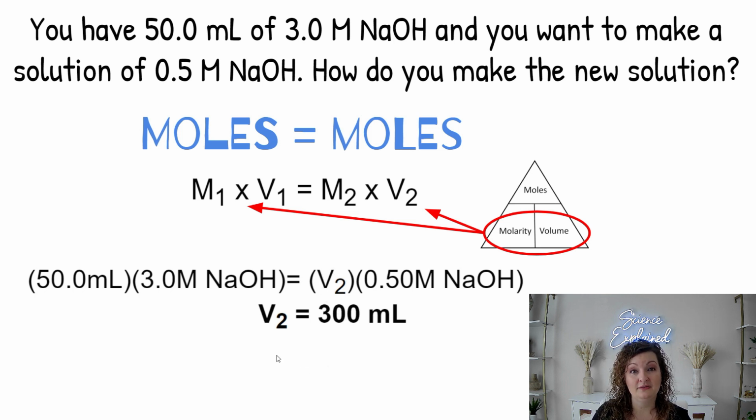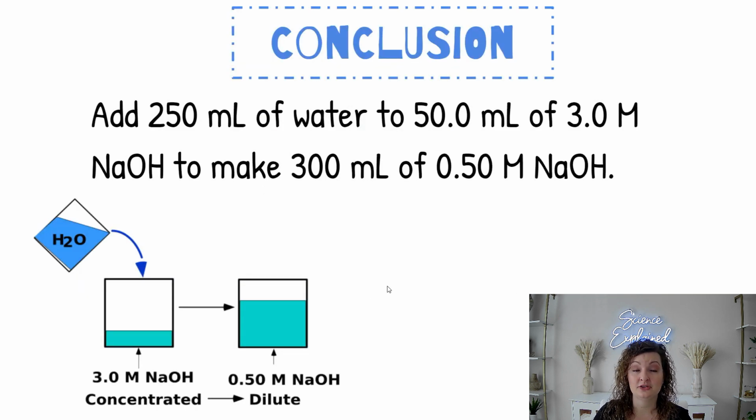So go ahead and solve this. If you don't know how to solve this mathematically, all you have to do is multiply these numbers. And then you're going to divide by 0.5 on both sides. And you end up getting 300 milliliters. So in essence, this is what you're doing in a lab. You're going to take your stock solution, the 3 molars, and you're going to add 250 milliliters of water, and it will come out to being 0.5 molar.